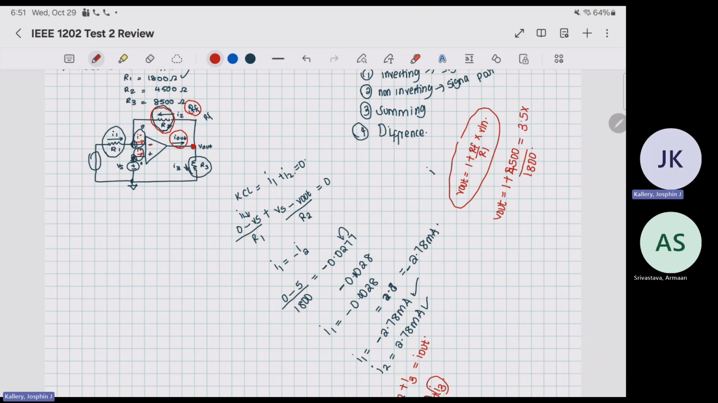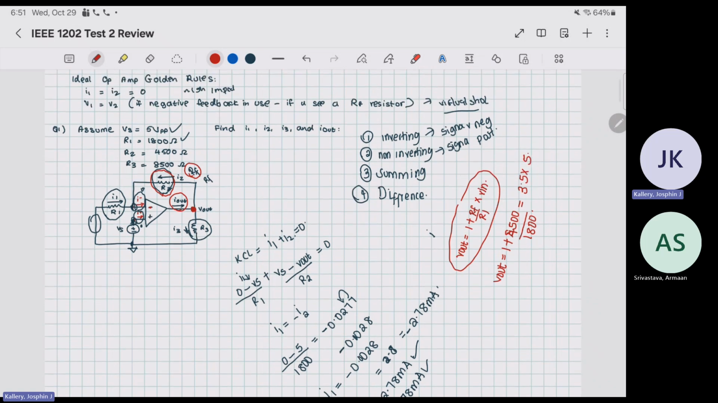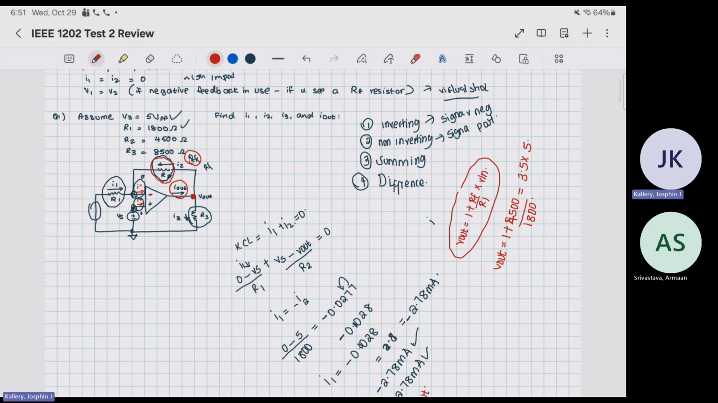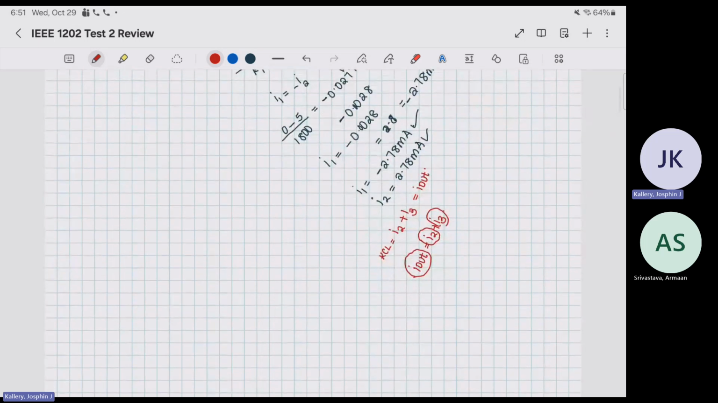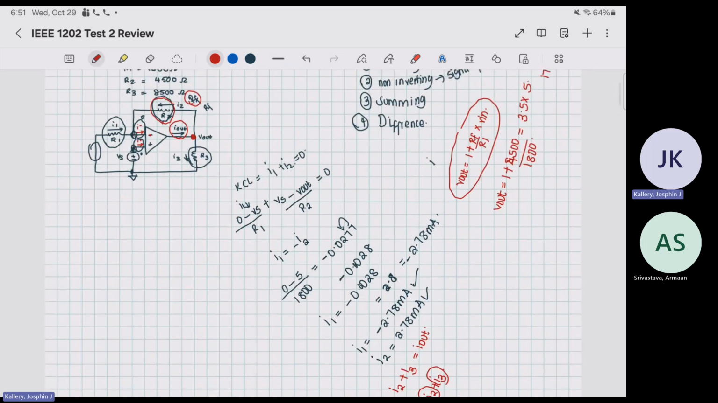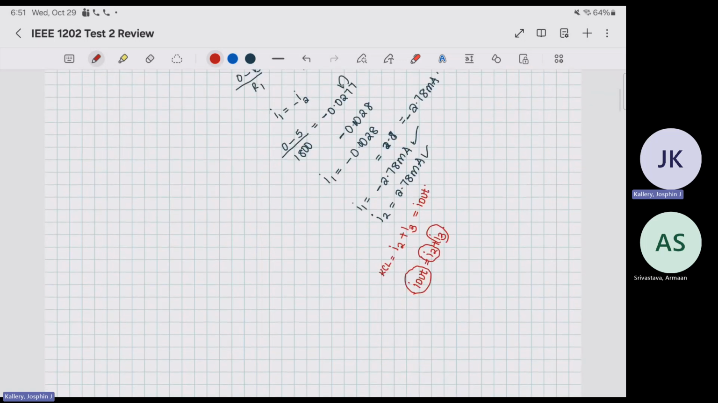Our V in was 5. So times 5, that gives us 17.5. Is that correct? Is that what you guys got? 17.5? Yeah. Okay. Since we have already gotten our V out, now it's easier for us to calculate the rest of the stuff, right?